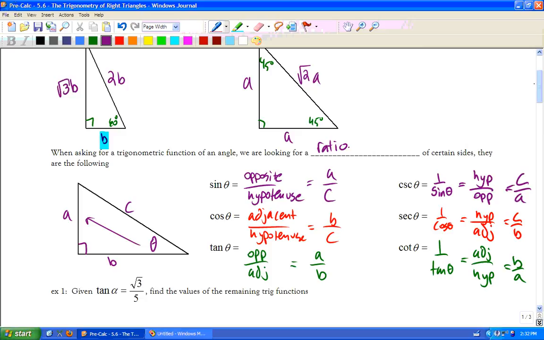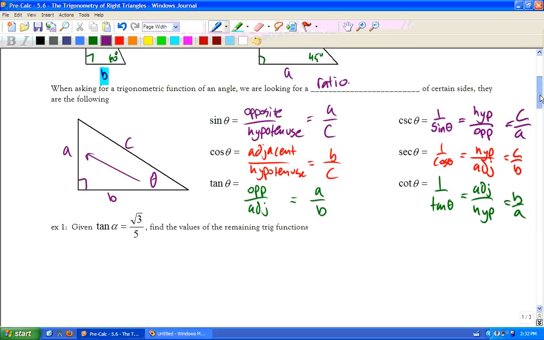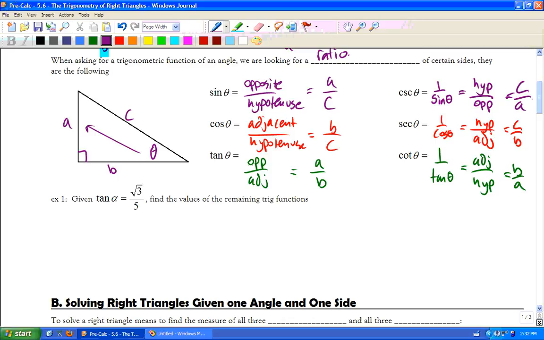These are, again, things you've probably seen before, things you're familiar with, so it's kind of just a review, but it's nice to see a little bit of an explanation. Maybe what you haven't seen before are questions like this. The tangent of alpha is going to equal the square root of 3 over 5. What we have to do is find the remaining values of the trig functions. So in this case, we don't even need angles as long as we've got two of the sides.